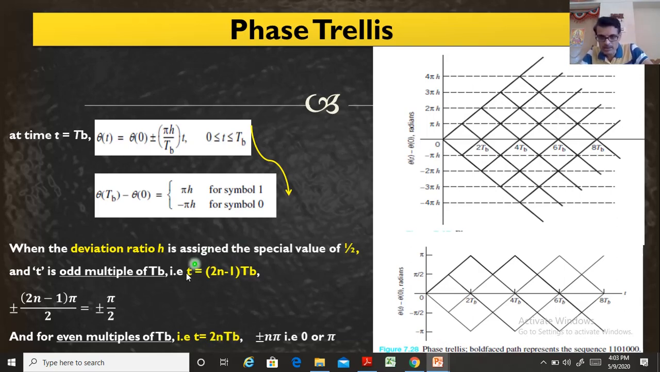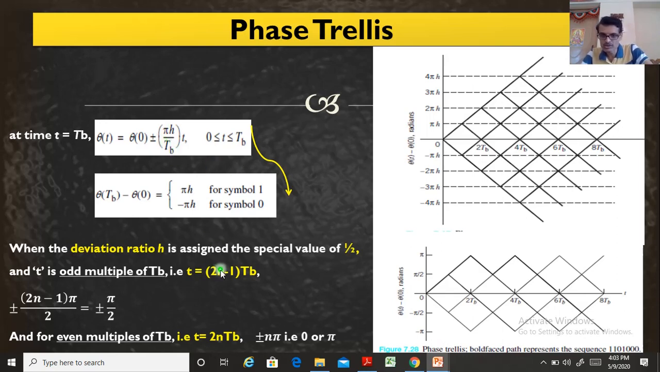And for an odd multiple of TB, I substitute this 2n minus 1 into TB in this equation. So what do we get? We get theta of t minus theta of 0. If I take this on the other side, it is equal to plus or minus pi h multiplied by this equation, that is 2n minus 1 into TB divided by TB, and h is equal to half.